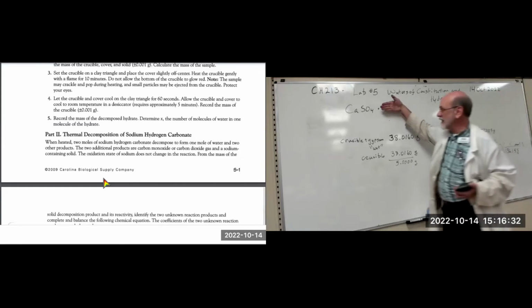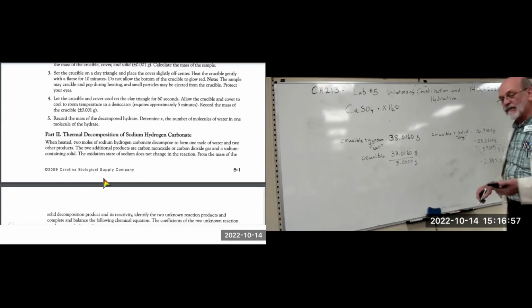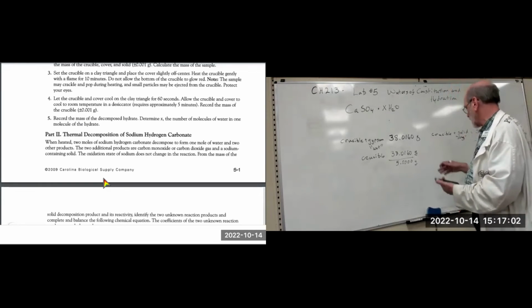All right. So that is how many moles of calcium sulfate we have. 3.9245. There we go. 2.88 times 10 to the minus 2 moles of calcium sulfate. How much water do we have? Because we have to ratio the moles. How much water is there?